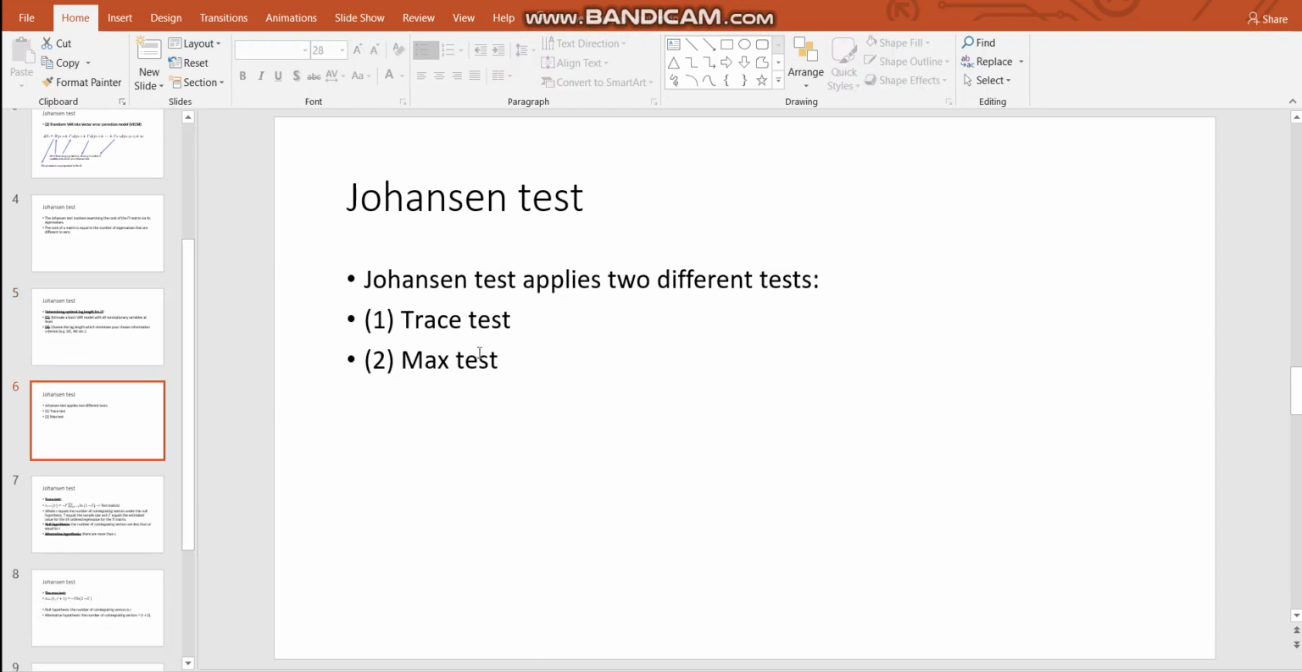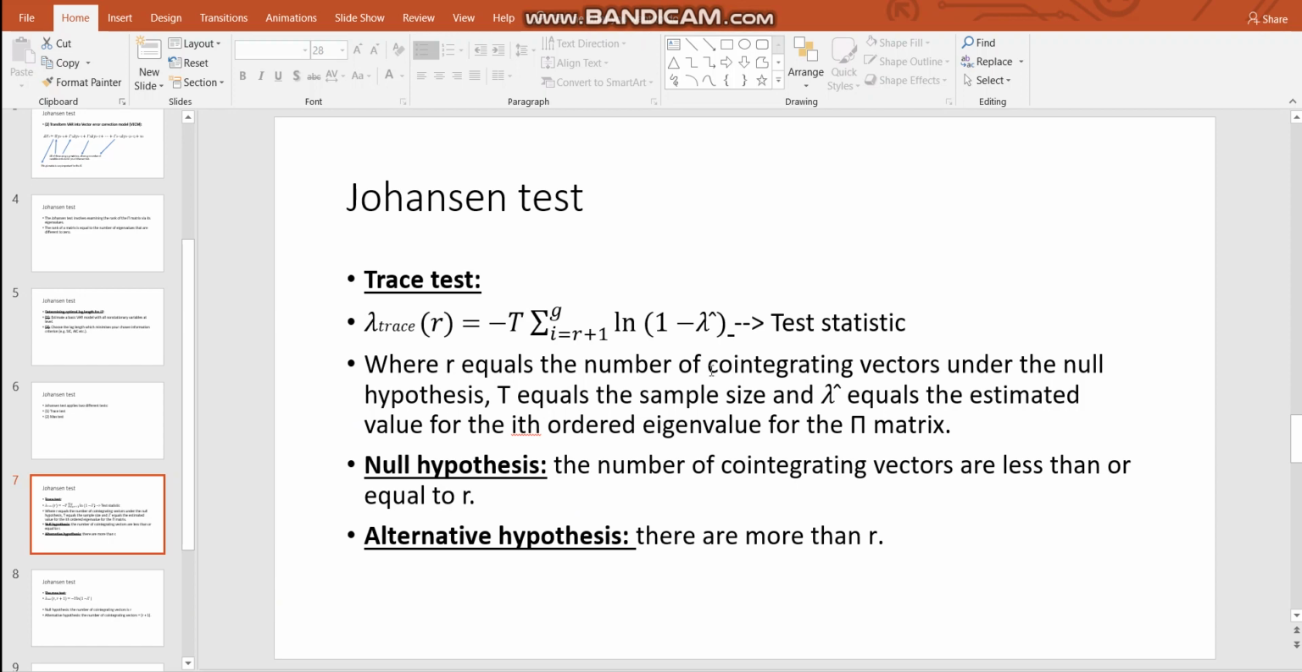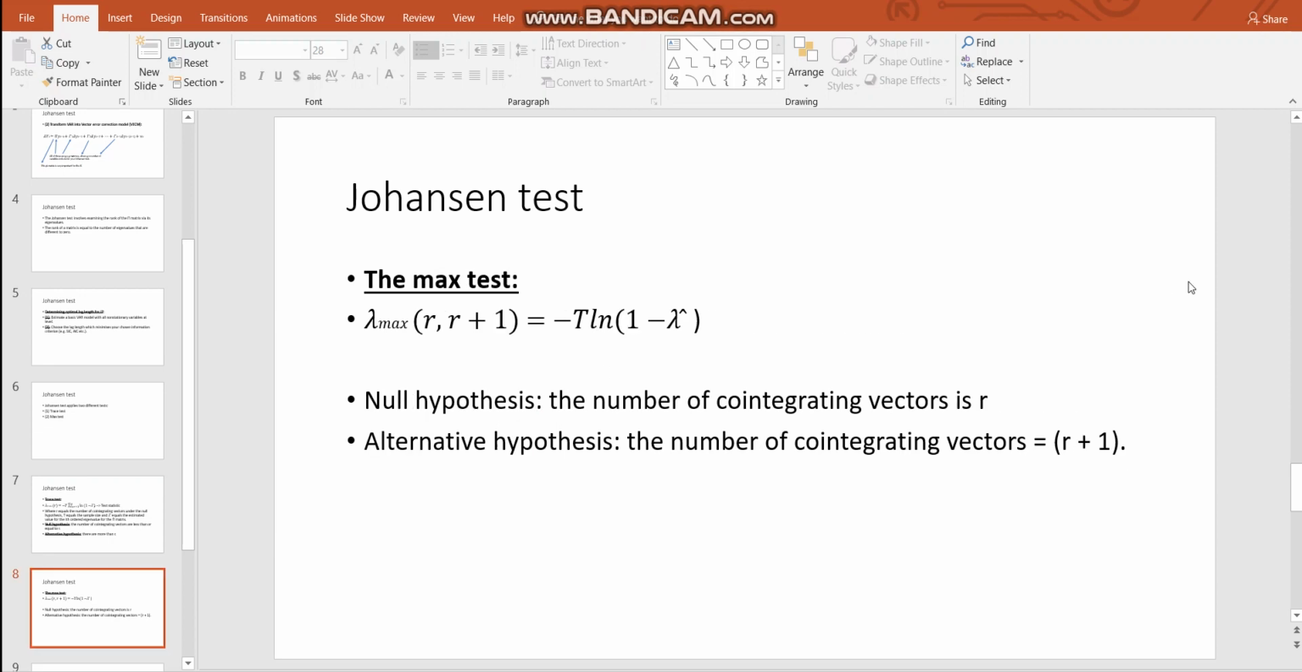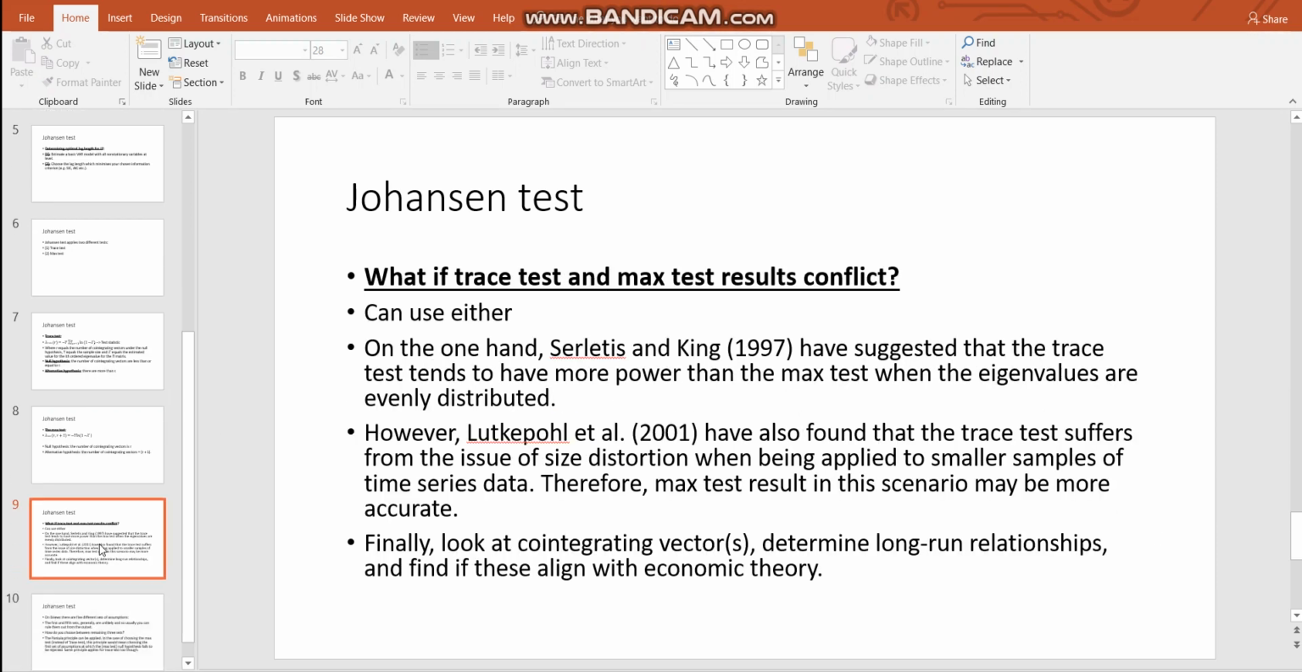Finally, very quickly, there are 2 types of test statistics that are produced from applying this test. There's the trace test and the max test. This is how the test statistic is produced for the trace test, and this is obviously the format of the null hypothesis and the alternative hypothesis. You can pause the video here just to try and digest that if you want. This is also the format for the max test.